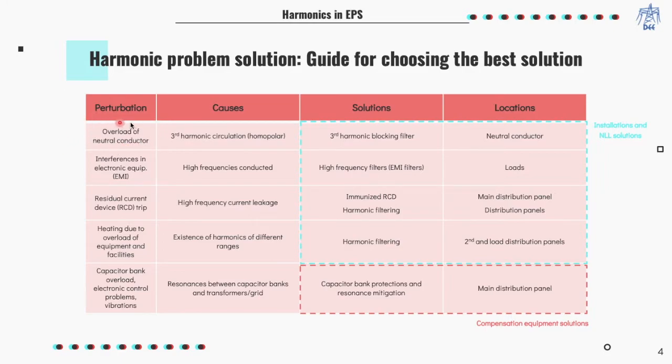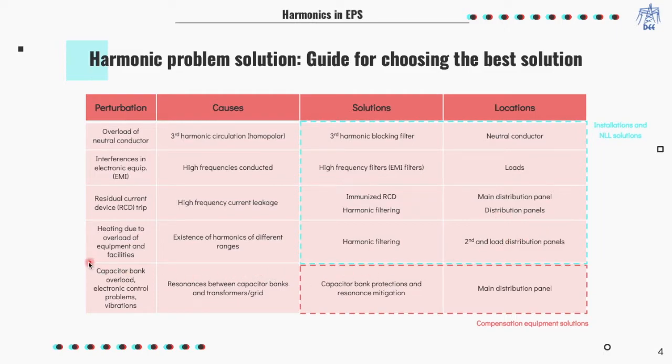For the overload of the neutral conductor, due to the third harmonic circulation in the neutral conductor current, the solution will be a third harmonic blocking filter placed at the neutral conductor. Another perturbation would be the interferences in the electronic equipment due to the high frequency conducted. The solutions are high-frequency filters located at the load panel. Next is the residual current device trip due to the high-frequency current leakage. Solutions are immunized residual current devices and harmonic filtering equipment. The former located at the main distribution panels, and the latter located in the distribution panels.